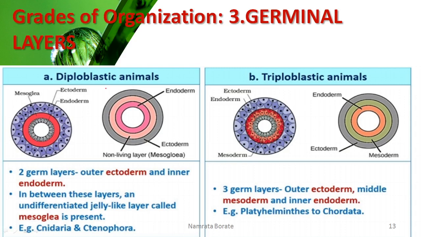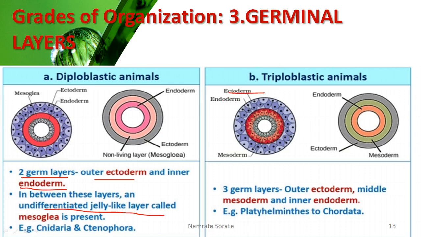So we study in detail, the diploblastic animal and the triploblastic animal. In diploblastic animal, there is a presence of two germ layers, outer ectoderm and the inner endoderm. Between these layers, there is an undifferentiated jelly-like layer called the mesoglea. It is observed in case of the Cnidaria as well as in the ctenophores. The second one, triploblastic, means there is a presence of the three germ layers.